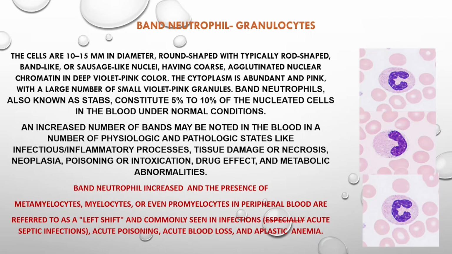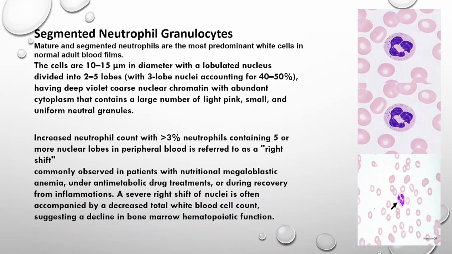Band neutrophil increase and the presence of metamyelocytes, myelocytes or even promyelocytes in peripheral blood are referred to as left shift. When we are running FBCs in an analyzer, it will show flags like left shift. Left shift means there is some infection, and it is commonly seen in infections, acute poisoning, acute blood loss and aplastic anemia.